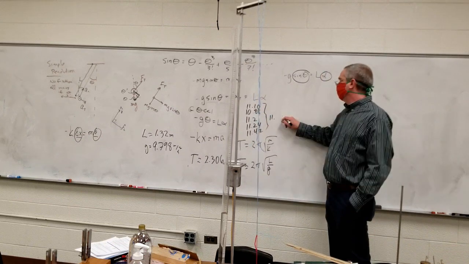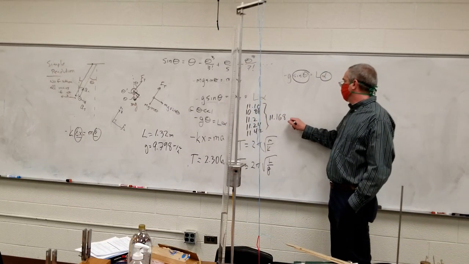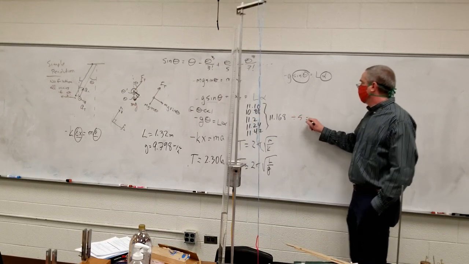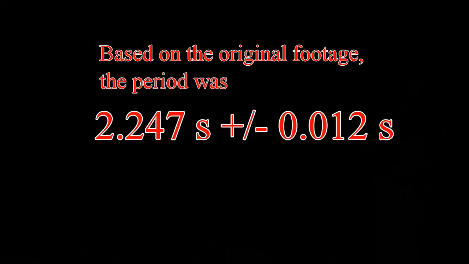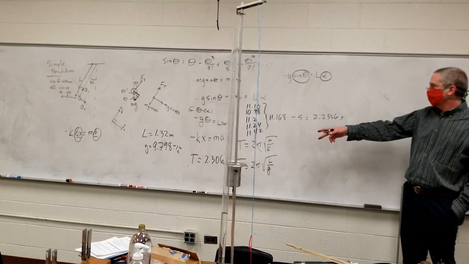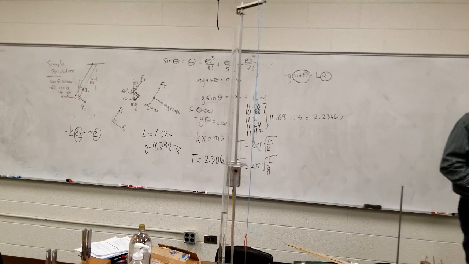And our average, 11.168, and that was for 5, so divide by 5. Yep. It's 2.2336. We are 7/100ths of a second off. But recognize the importance of this.